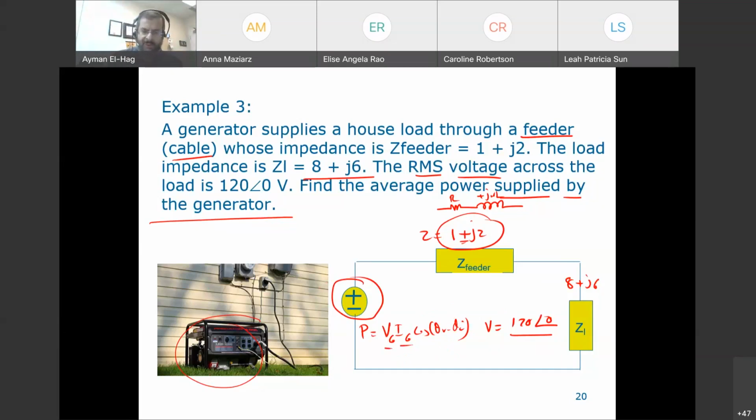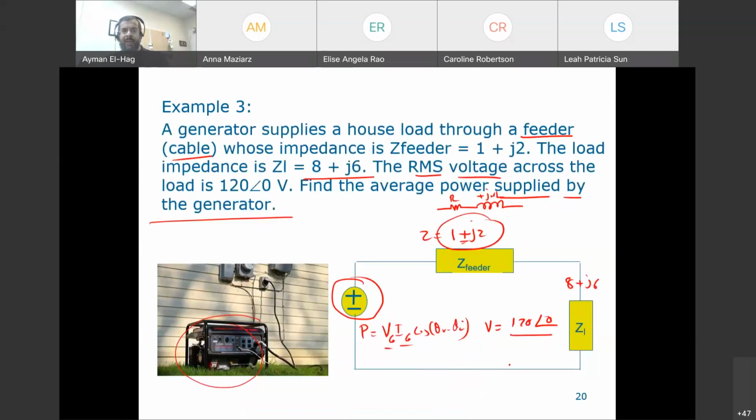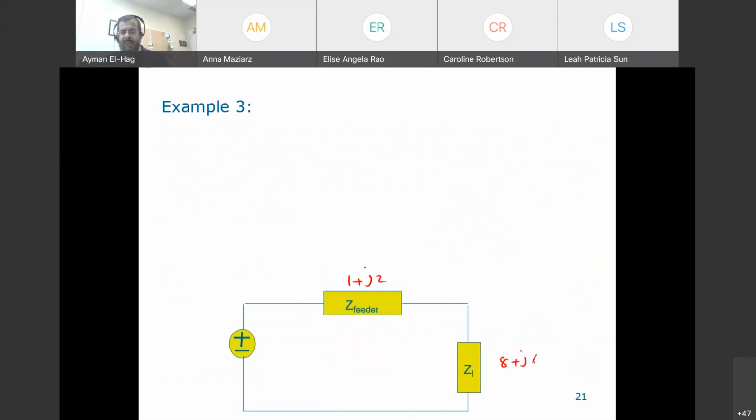Okay, but it's very straightforward. Let's see how we'll do this. The first thing, let's write down everything we know here. This is 1 plus J2. The impedance here is equal to 8 plus J6, and I know the voltage here, which is equal to 120 angle of 0. So I can find this I using Ohm's law. I know the impedance and I know the voltage, so I is equal to 120 angle of 0 divided by 8 plus J6.